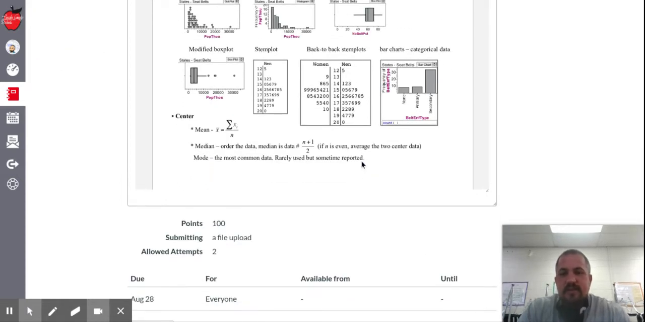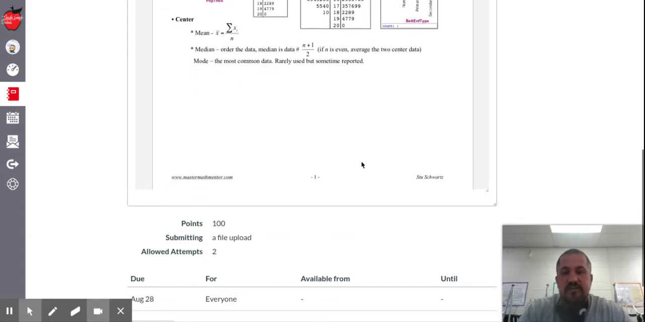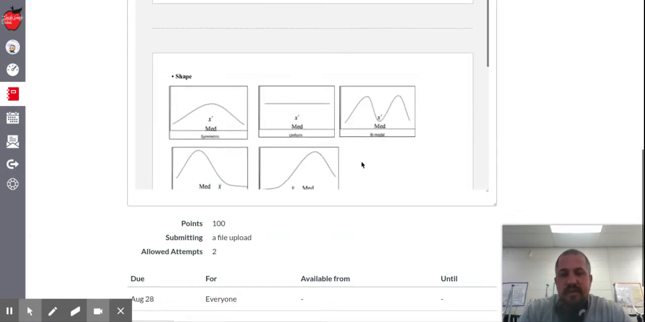The center is the mean. You can use the mean, which is the sum of all the x values divided by how many you have. You can use the median, where you order the data and then find that middle number or the average of the two middle numbers. Then the mode is the one that occurs the most often, and that's rarely used, but sometimes people will report it if there is a number that occurs a whole lot more than others. Typically we're going to use the mean or the median.